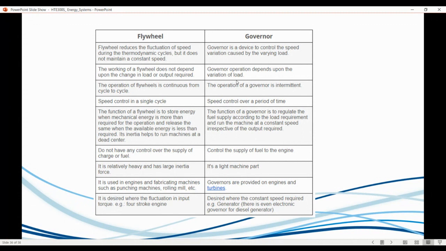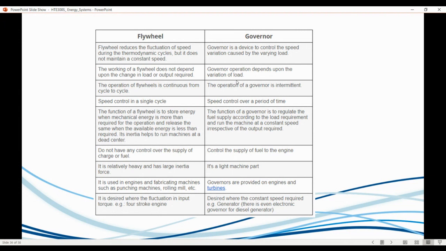A governor controls the supply of fuel to the engine. That's one. Obviously, a flywheel has nothing to do with fuel. The operation of flywheels is continuous from cycle to cycle. On governors, it's intermittent, so we don't always need that. A flywheel controls speed within one cycle. A governor controls speed over time.